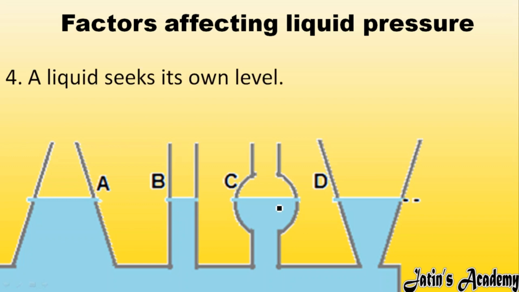Next, a liquid seeks its own level. It means whenever we put liquid into different vessels, for example, when I pour water into these vessels A, B, C, D, which have different shapes and sizes, you can see the pressure is the same at the base. When you pour the water from above, the water takes the same level in all beakers, irrespective of shape and size. The liquid will seek its own level. Why? Because at the base the pressure is the same, and due to the same density, it will seek the same level.